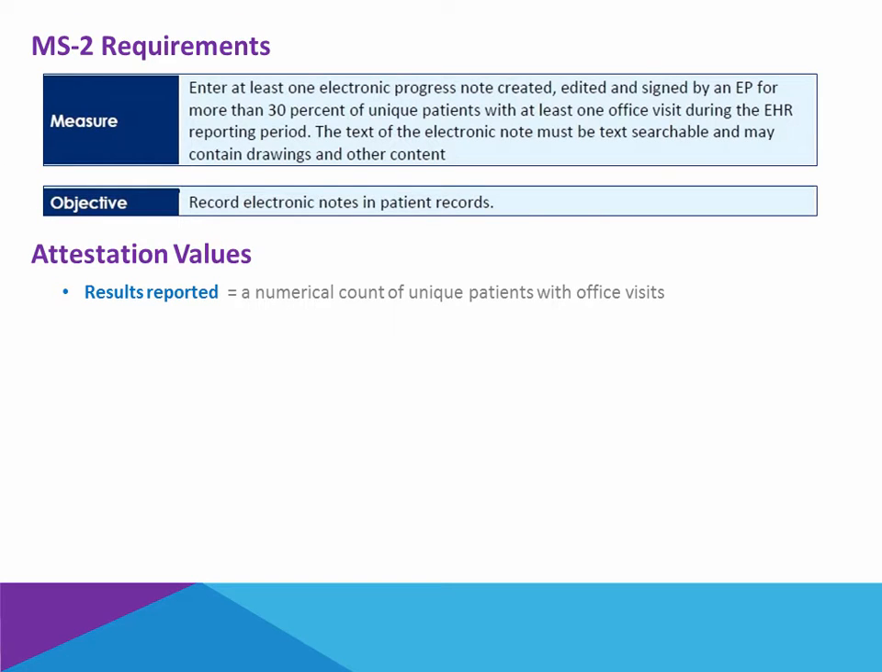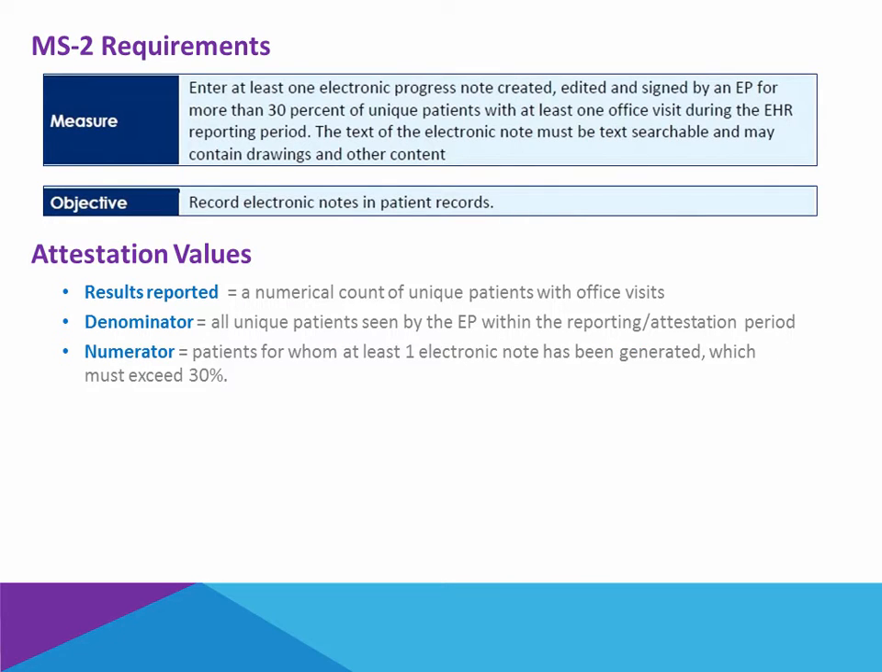Now, at the end of the reporting period for attestation, this will be a numerical result reported, meaning a denominator and a numerator. The denominator will represent all of the unique patients seen by the doctor within the reporting period, up until the attestation date, who have at least one office visit within the 90-day period. The numerator, out of those unique patients with office visits, must have at least one electronic note generated, and it must exceed 30%.